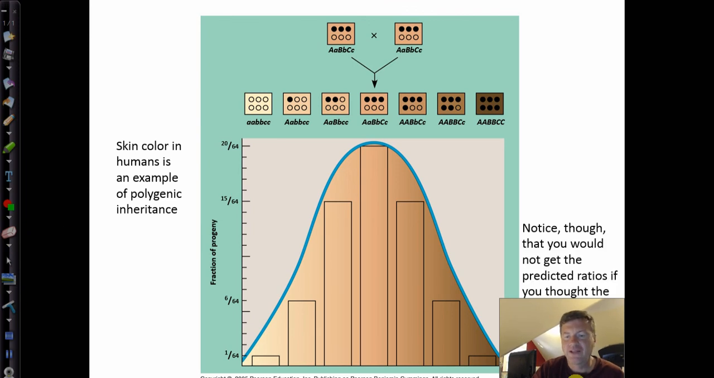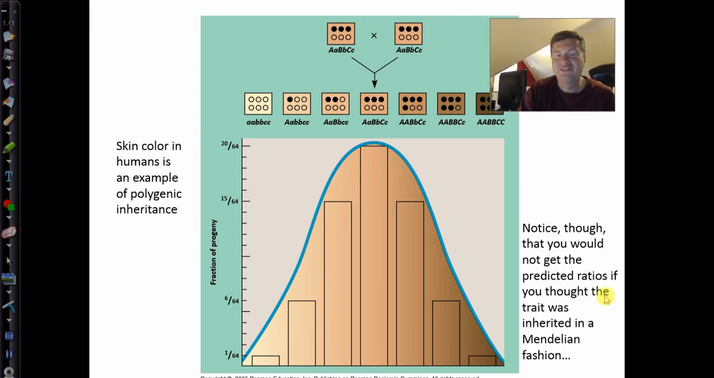Okay, and again, I have the same message each time, which is, notice again, if you're Gregor Mendel, you can't handle this because you would not expect to have a range. In this case, you have 7 different phenotypes. He expected to see 2. So that's why it's an example of non-Mendelian inheritance.